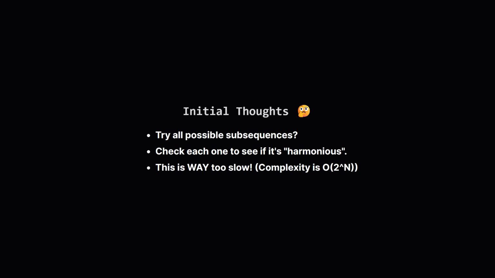So what's the first thing that might come to mind? Well, we could try to generate every single possible subsequence from the input list, and then for each one, check if it's harmonious. But that would be incredibly slow. The number of subsequences grows exponentially, which we often call big O of 2 to the power of n. For anything but a tiny list, this will take forever. We definitely need a smarter way.